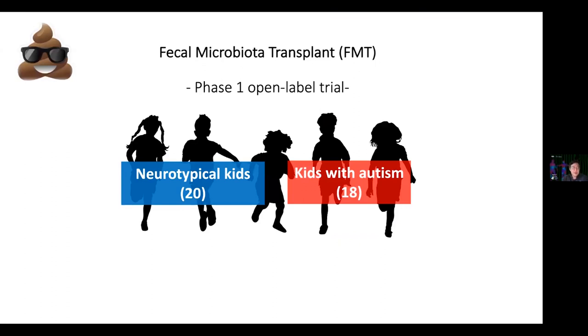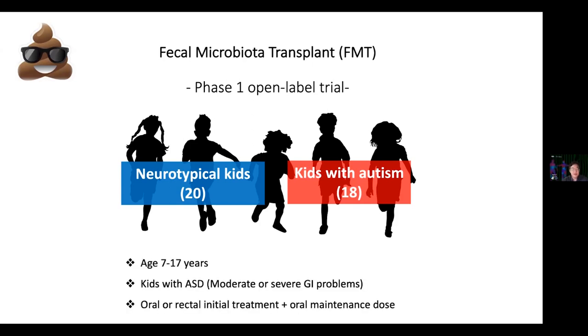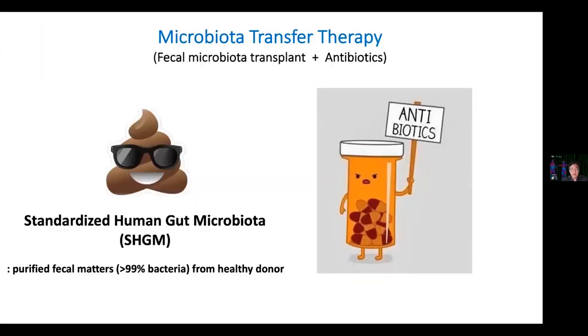So we recruited 20 neurotypical children and 18 children with autism to try this trial. We recruited ages from 7 to 17 years old. Because of the safety issue, we couldn't try children younger than 7 years old. And we focused on children who have moderate or severe GI problems. We tried two different ways of fecal transplant: oral or rectal initial treatment, and then oral doses.